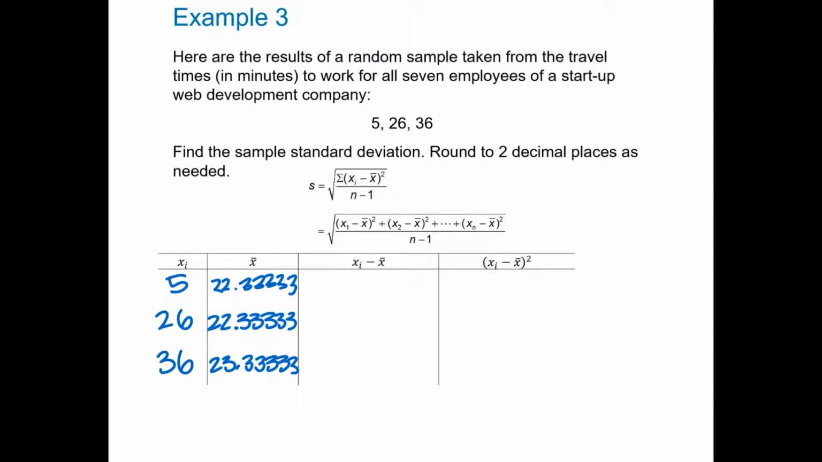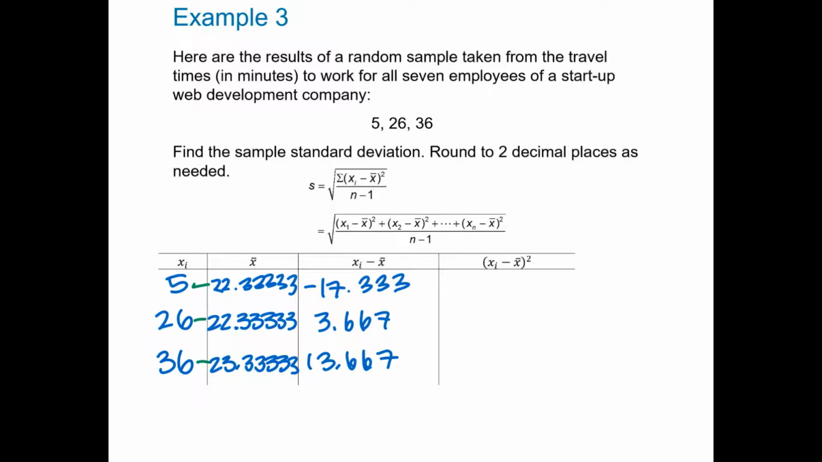In the next column, we will subtract xi minus x bar. So first we have 5 minus 22.33333, and we get negative 17.333. Next we have 26 minus x bar, and we get 3.667. Then we have 36 minus x bar, and we get 13.667.